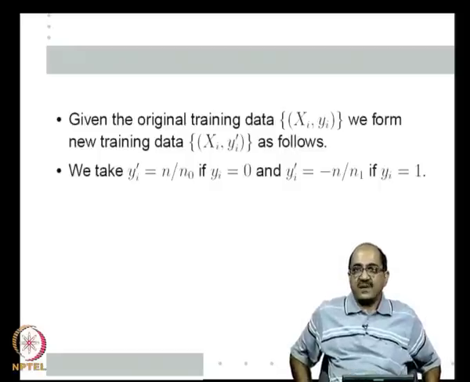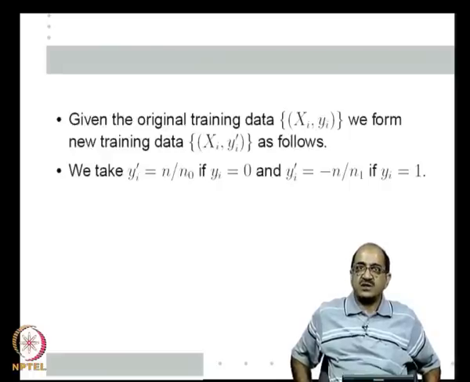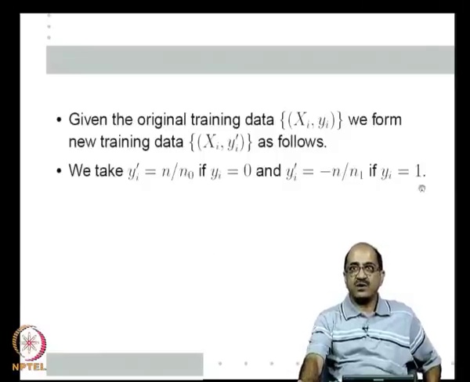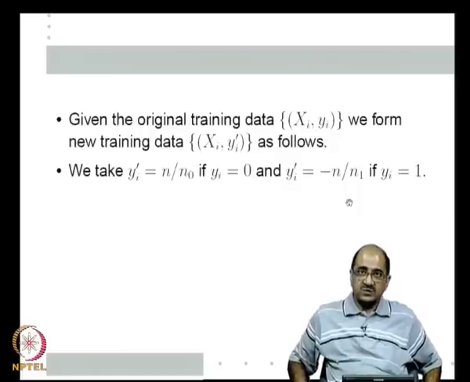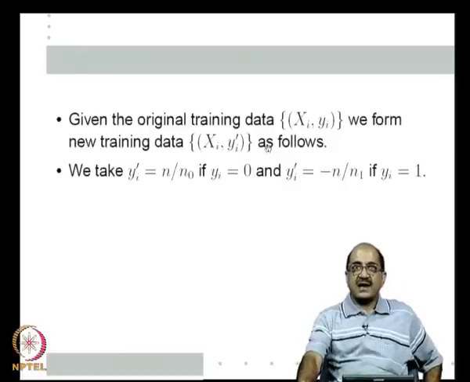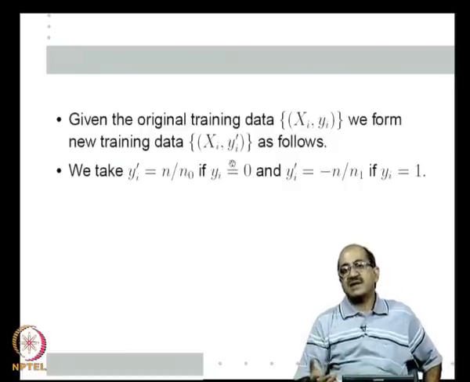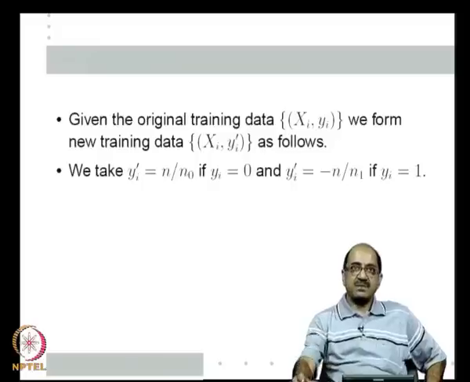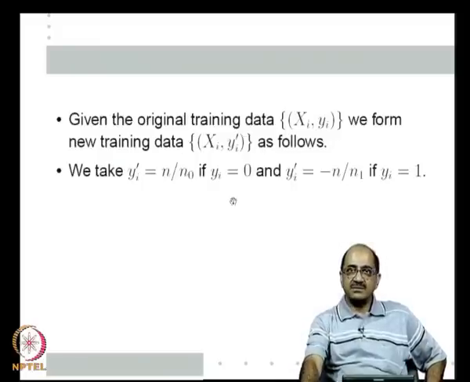For all class 0 patterns, the correct value to predict is n by n0, where n is the total number of samples and n0 is the number of samples of class 0. On the other hand, if yi happens to be 1, I take yi prime to be minus n by n1. So, now I have new data xi, yi prime, where yi prime takes some real numbers, not 0 and 1, because n by n0 and minus n by n1 are real numbers. Even though it takes only 2 real numbers, we will think of yi prime as some generic real number.